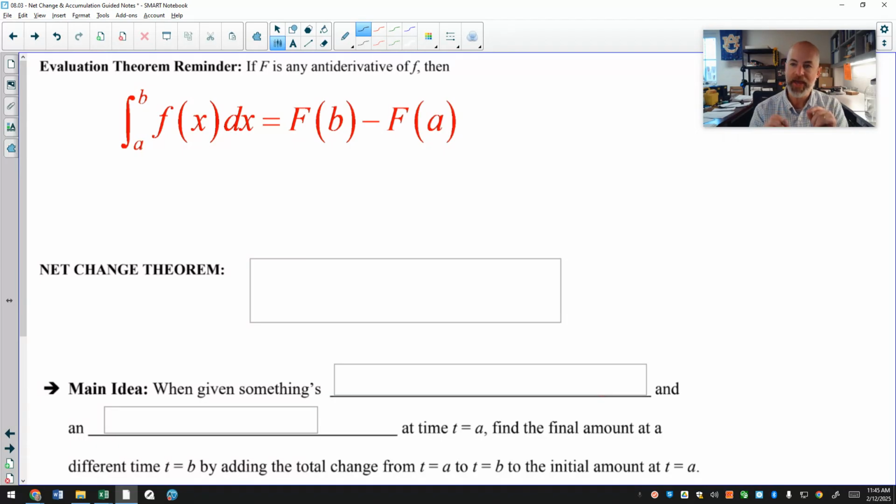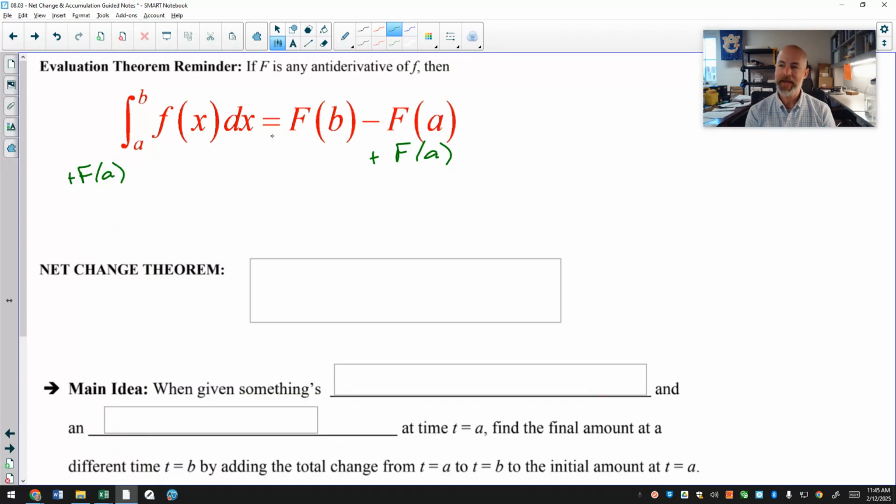But I'm going to take that little expression, the evaluation theorem, part of the fundamental theorem, and I'm going to twist it just a little bit by doing something very mundane, and that is I'm going to add F of a to both sides of this equation.